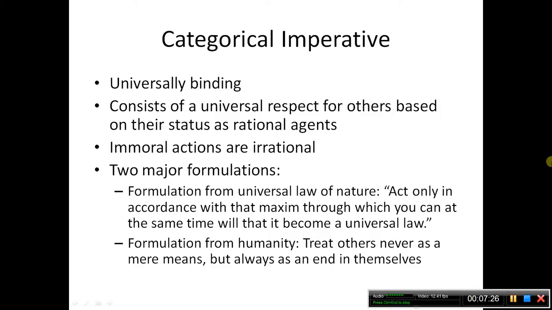Kant held that these formulations were morally equivalent. It's not incredibly clear what he means by that, but what we think he means is that if you apply them, you will come to the same conclusions about what you are allowed and not allowed to do. What lends credence to this view is the fact that when Kant is explaining these things, he uses the same examples throughout each, and he shows that the example is not permitted under the formulation from universal law of nature or the formulation from humanity.